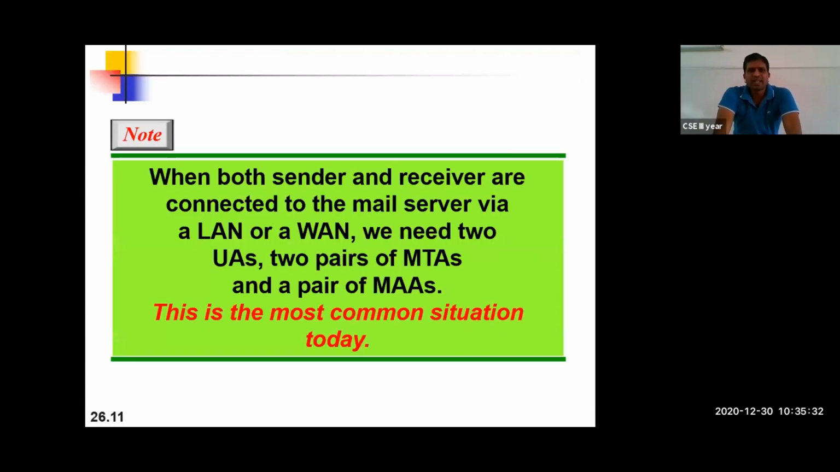So when both sender and receiver are connected to the mail server via LAN or WAN, we need two user agents, two pairs of mail transfer agents, and one pair of mail access agents. In red it is written. This is the most common situation today.